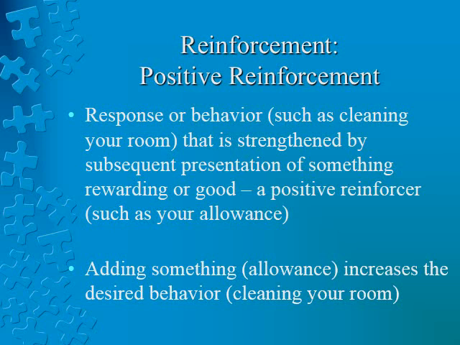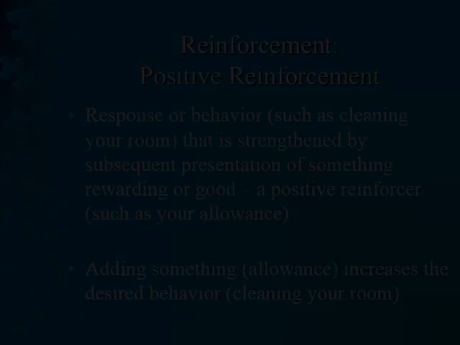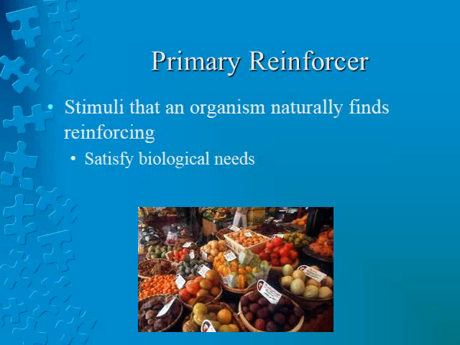You're adding something, in this case the allowance, and it will increase the desired behavior, which is cleaning the room. When you do this, there are two kinds of reinforcers. First, we have a primary reinforcer. And this is a stimulus that any organism is going to naturally find reinforcing. What we mean by this is it's going to satisfy a biological need. And there aren't a whole lot of primary reinforcers.